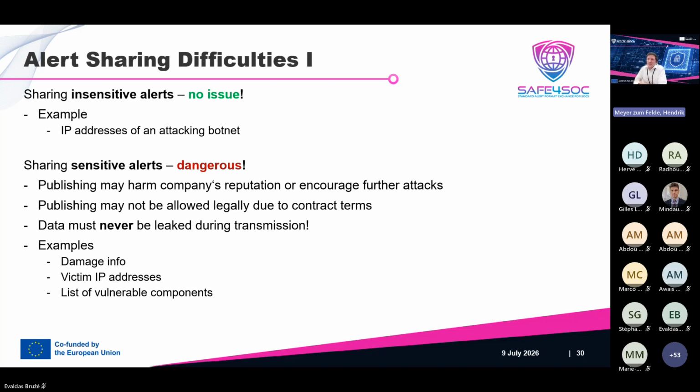But of course, there exist a lot of sensitive alerts that you can't just share because it would be dangerous for your company or for your organization. For instance, if you publish your alerts, it may harm your company's reputation, or it might encourage further attacks. And sometimes it's not even possible to publish your alerts due to legal restrictions. For instance, maybe you have to keep some contract terms. So in any of these cases, the data must never be leaked during transmission. And that's why security is so paramount.